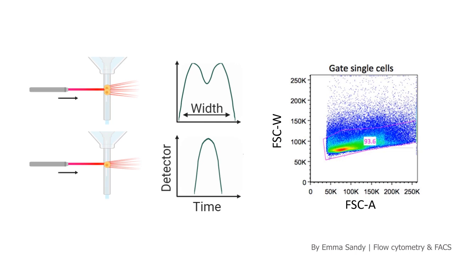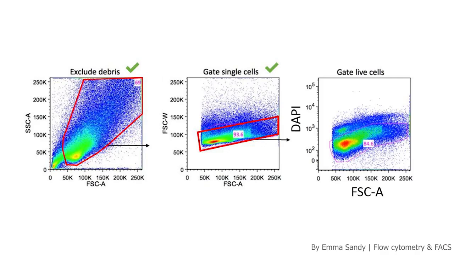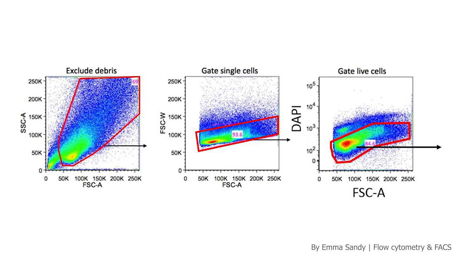And the next thing is that we want to look at only the living cells. So to do this, you can use lots of dyes, and the most common one is DAPI. So this stains the DNA of the cells, but it can only pass into the cells that are dead. So here we swap the y-axis for DAPI, and you can see there's a section of dead cells up the top that have taken in the DAPI dye, and there's a population of cells below that which haven't taken in the DAPI dye, so these ones are the living cells.